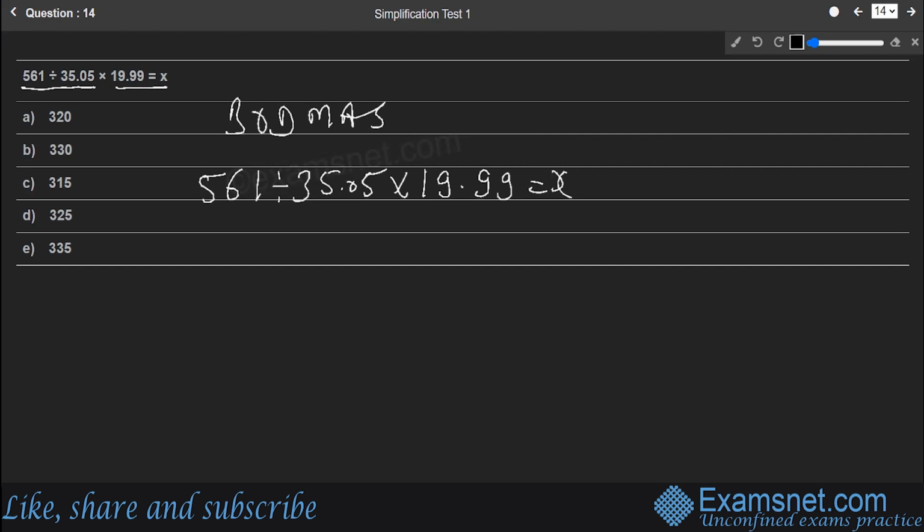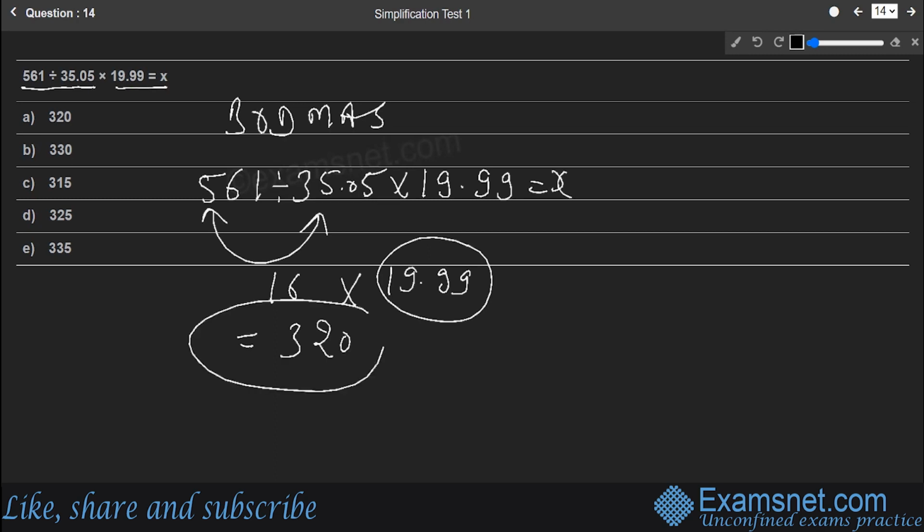First of all, we'll do the divide part. 561 divided by 35.05, if you divide this, comes out to be 16. The division gives 16 into 19.99. That's what I'm left with, and I need to multiply this. For this, we can approximate. If we take 19.99 as 20, then 16 into 20 gives us 320. Let us see which option is closest. Our answer 320 is available here, and it is the closest to the options available. That's what becomes the right answer for us. This has been done by approximation, so 320 is the right answer, which is available in option number A.